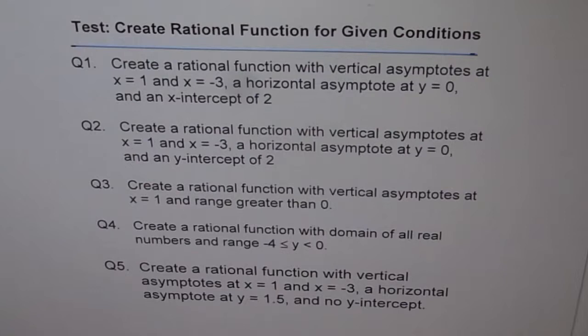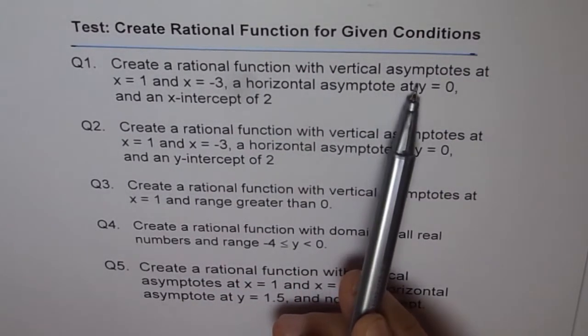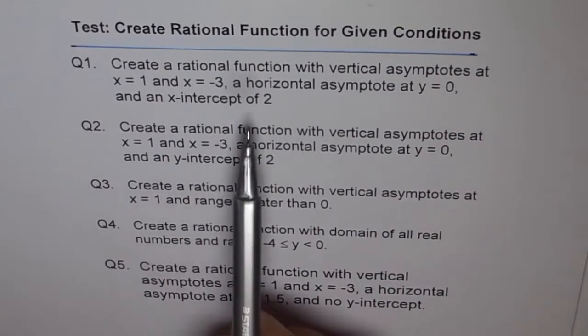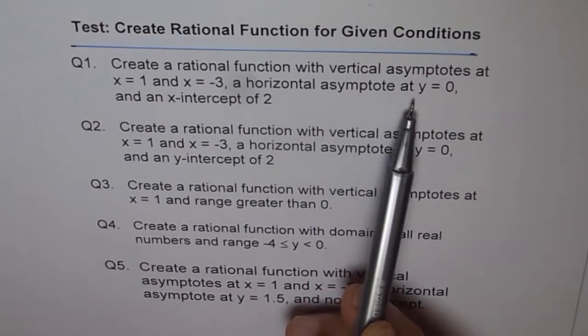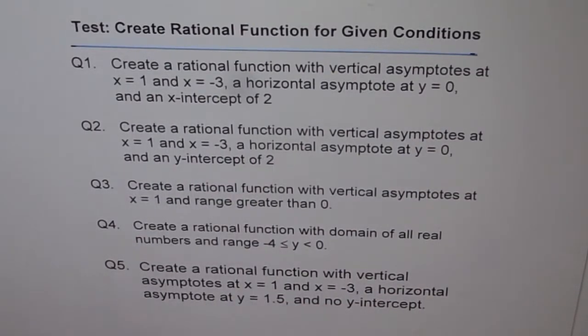You can stop the video and copy all these questions at one place so that you really understand how to write an equation of a rational function when conditions are given to you. Question number 1 says: create a rational function with vertical asymptotes at x equals 1 and x equals minus 3, a horizontal asymptote at y equals 0, and an x-intercept of 2. That is my first question. So I copy this question.